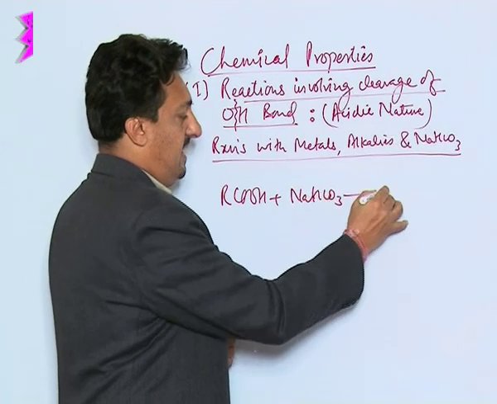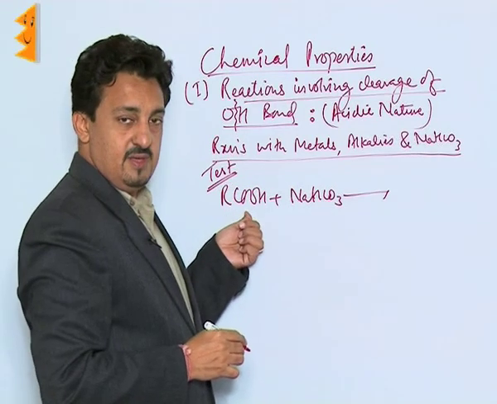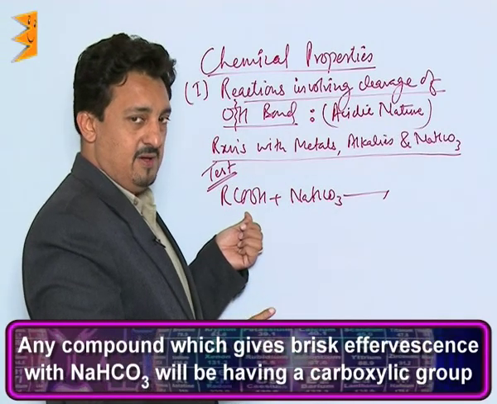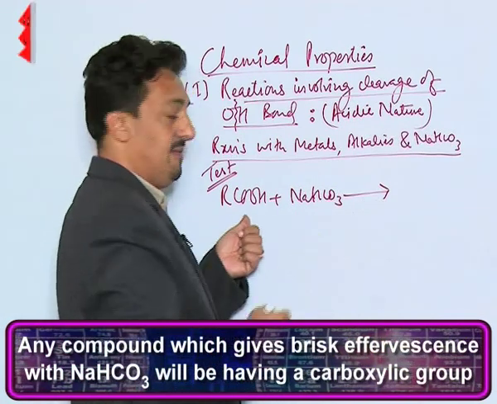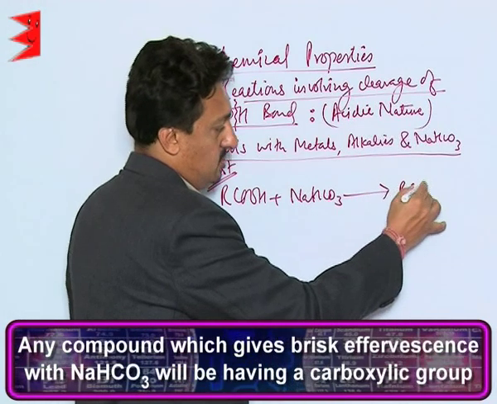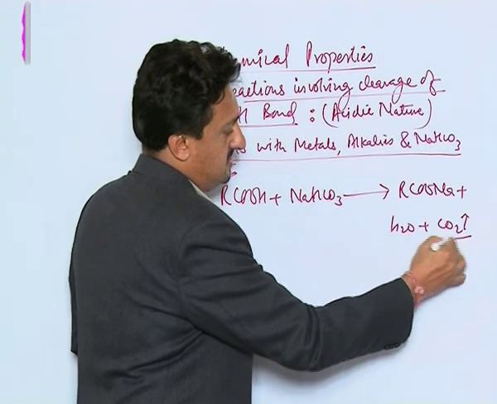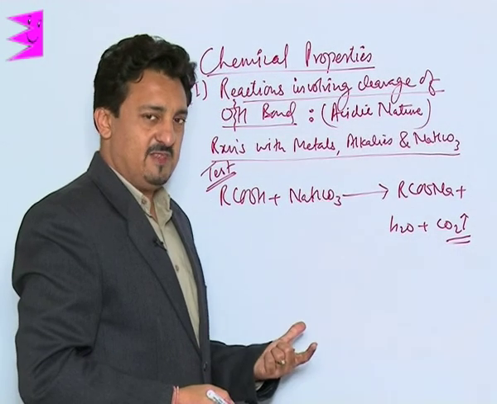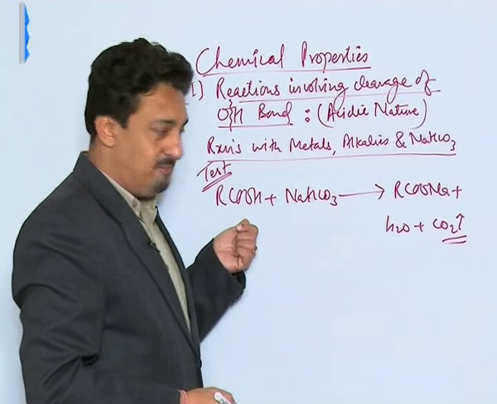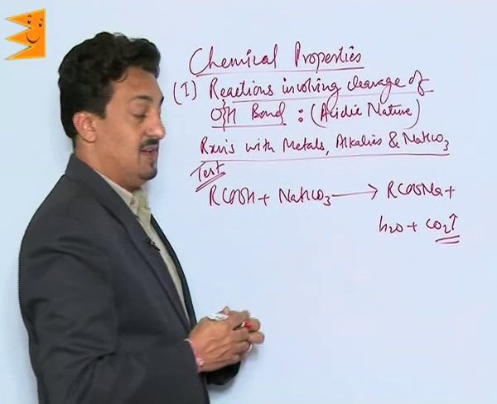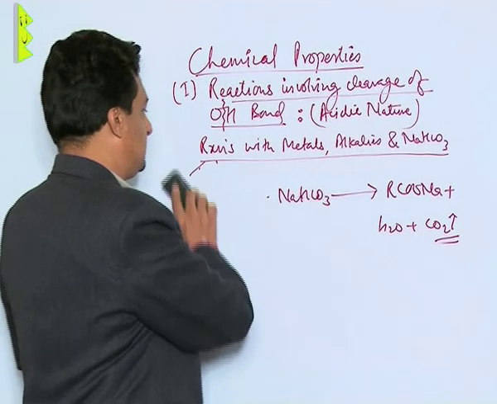See, this is a test for the carboxylic group. Any organic compound which gives brisk effervescence with sodium bicarbonate will be having what? A carboxylic group. How? Because sodium salt is formed along with the release of what? Carbon dioxide, which comes out as brisk effervescence. So this is a test to check the presence of the carboxylic group, and these three reactions show that they are what? Acidic in nature.